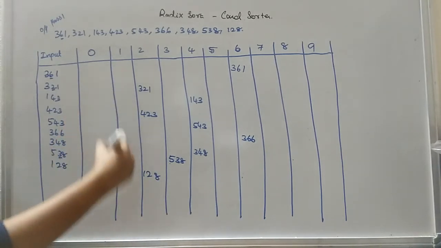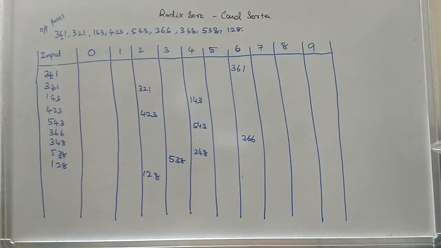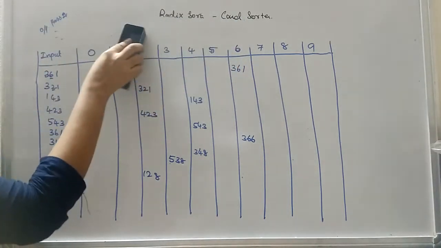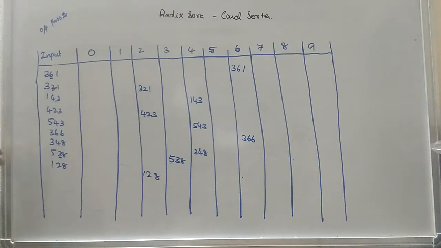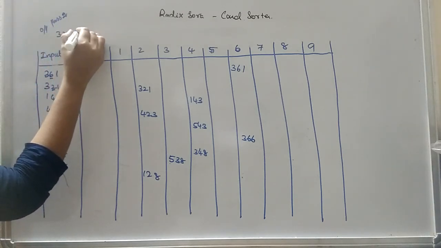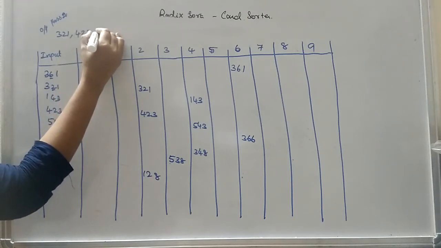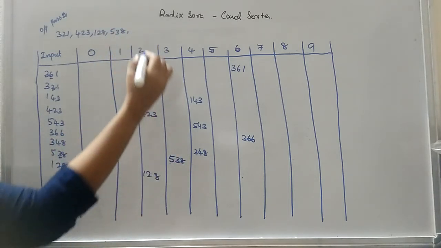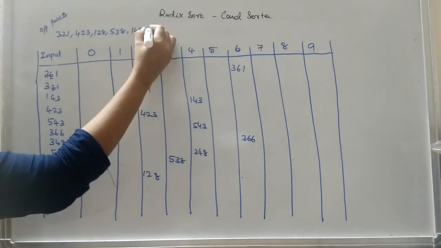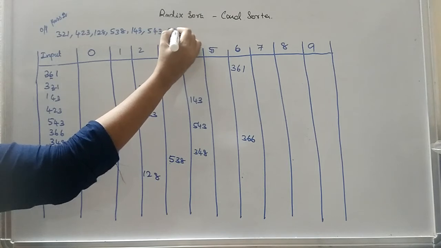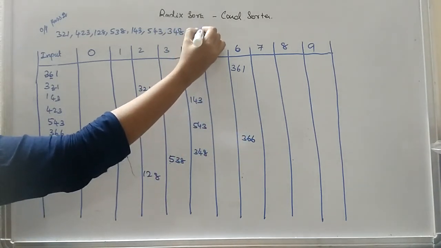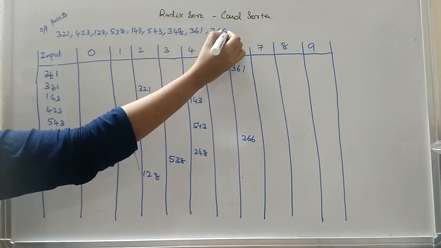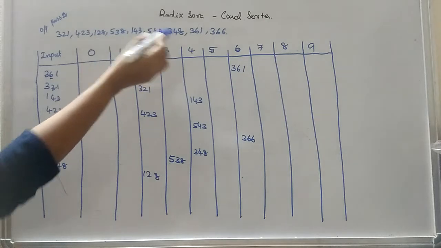Okay, then we have to write these numbers in this order, so that the output of the pass 2 will be: first one is 321, and then 423, 128, and then 538, then we are having 143, 543, then 348, and then we are having 361, then 366. Okay, so this is the output for the pass 2.